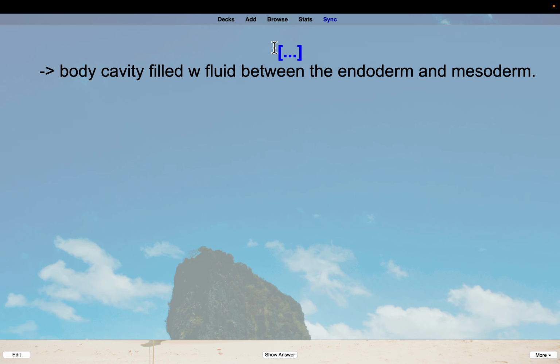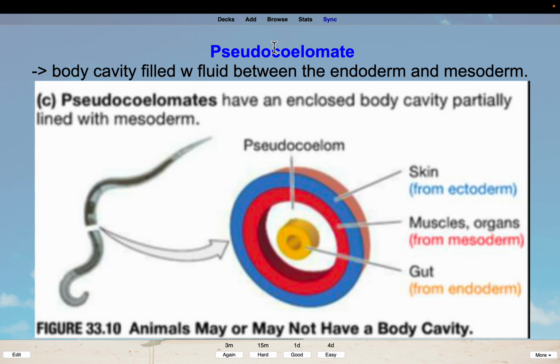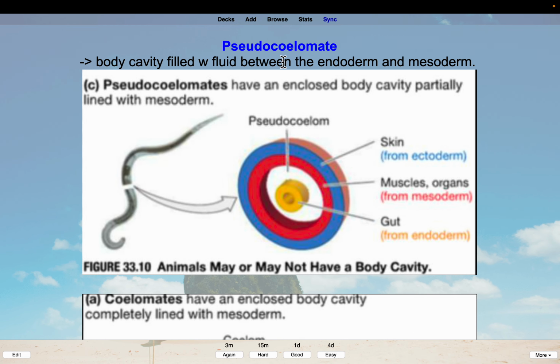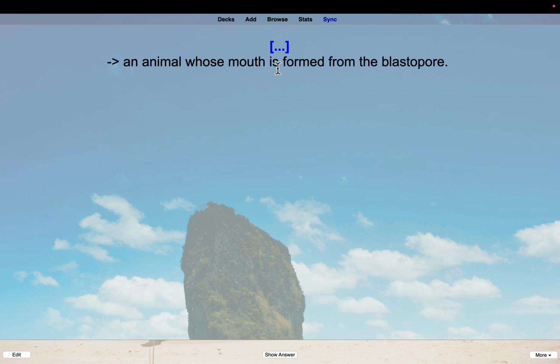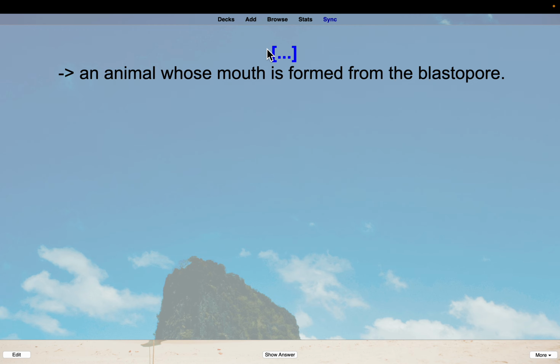Anyways. Blank is the body cavity filled with fluid between the endoderm and mesoderm. Have we seen this card before? Yeah, pseudocoelomate. So again, patches of endoderm. Just kidding, patches of mesoderm. For coelomate, on the other hand, we have a complete mesoderm lining. Blank is an animal whose mouth is formed from the blastopore. This is protostomes.